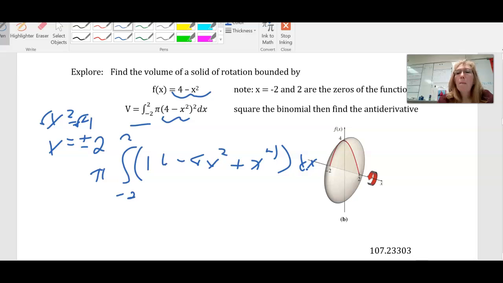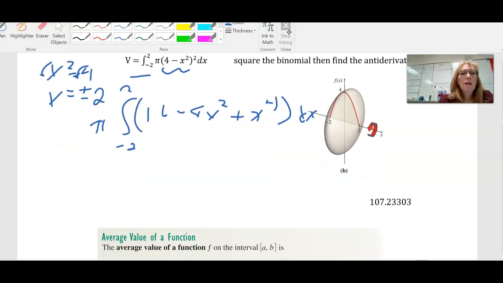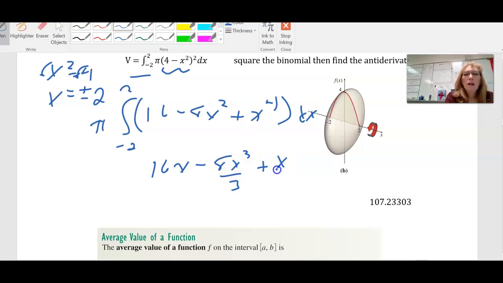We're going to integrate all 3 sections of that. When you integrate all 3 sections, you're going to get 16x minus 8x cubed over 3 plus x to the 5th over 5, all from -2 to 2, and when I'm finished, I'm going to take all of that times pi. The first thing is you should have plugged in your 2.